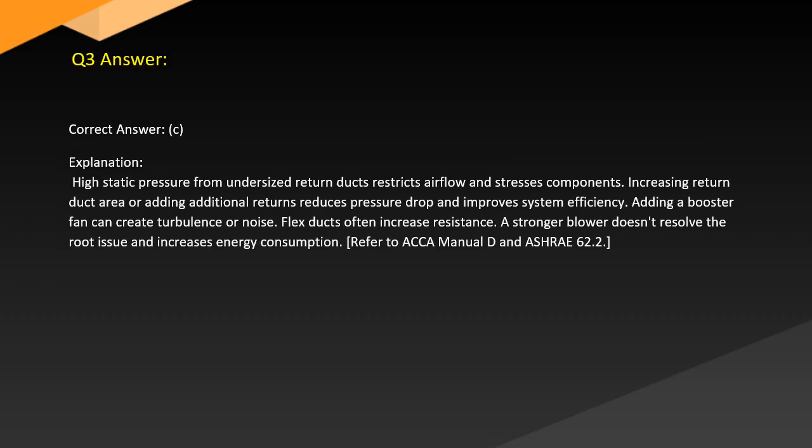Answer. Correct answer: C. Explanation. High static pressure from undersized return ducts restricts airflow and stresses components. Increasing return duct area or adding additional returns reduces pressure drop and improves system efficiency. Adding a booster fan can create turbulence or noise. Flex ducts often increase resistance. A stronger blower doesn't resolve the root issue and increases energy consumption. Refer to ACCA Manual D and ASHRAE 62.2.